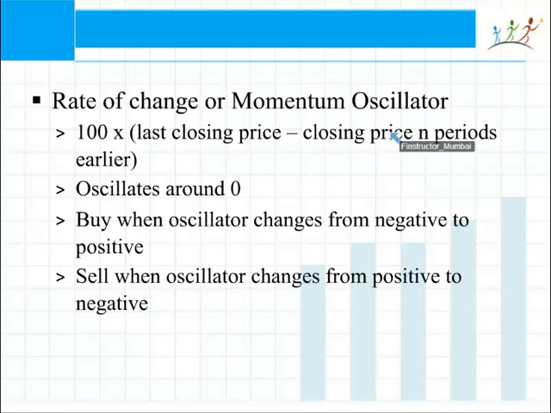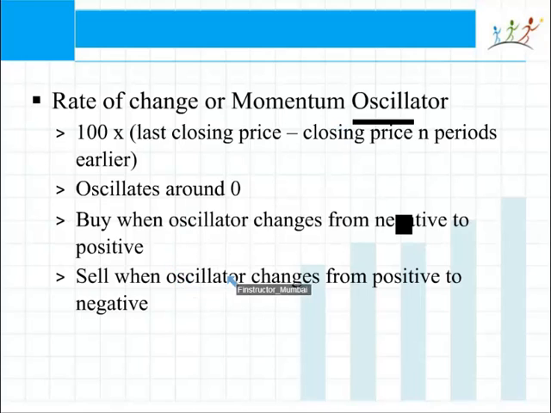The decision rule for this oscillator is that you should buy when the oscillator changes from negative to positive. If the oscillator is negative, what does it mean? That means the stock is falling, or the last closing price is lower than the price n periods earlier. So if the negative oscillator becomes positive, that means now the price is higher than the closing price n periods earlier, so the trend is expected to continue, or it is expected to move up.